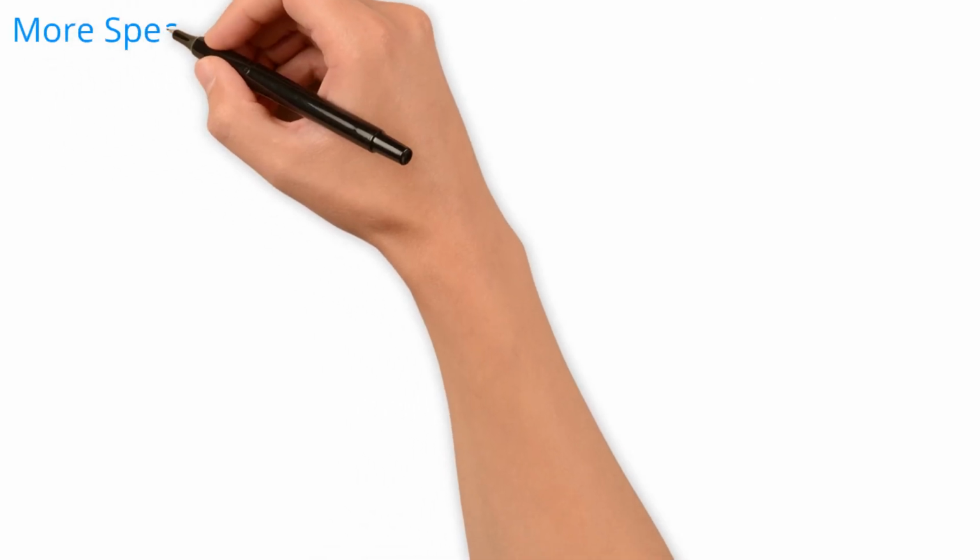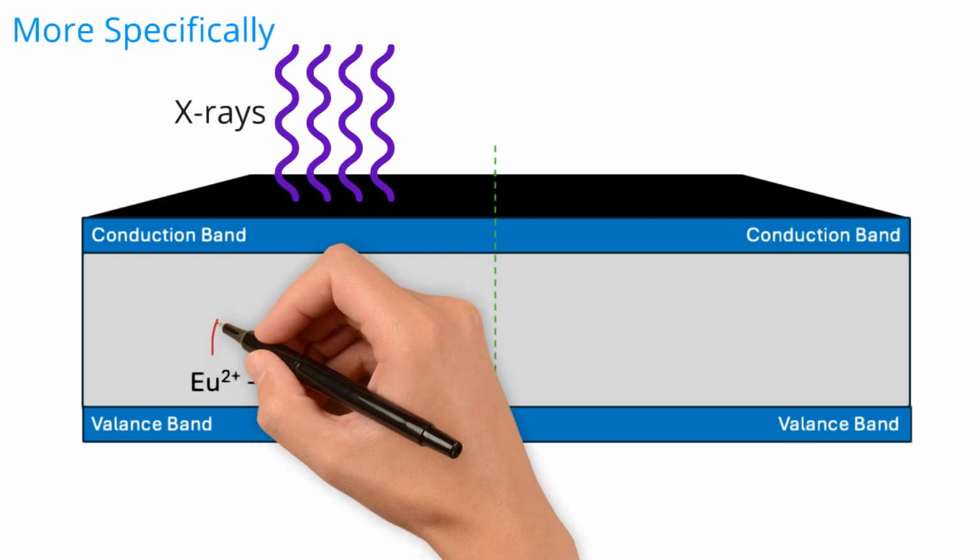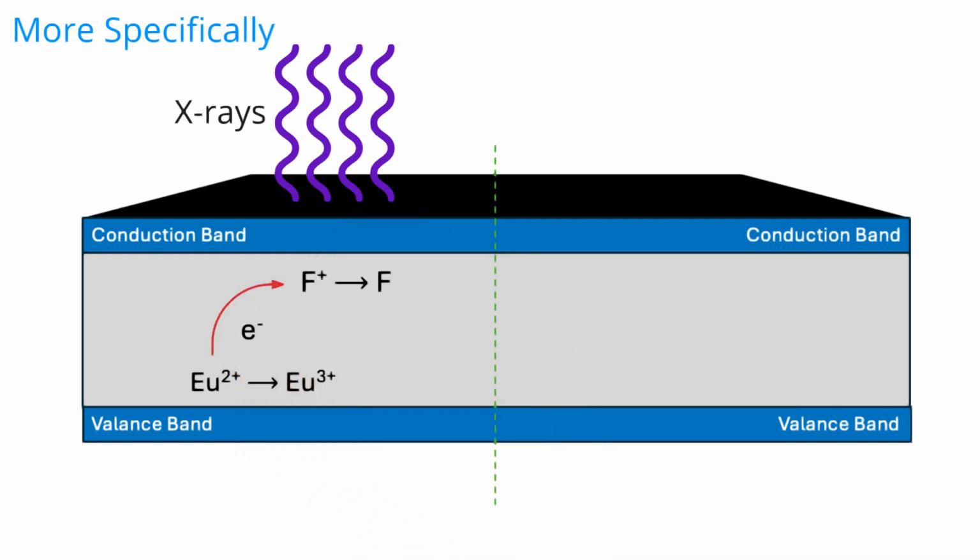We will now discuss this process in more detail. Electrons are transferred from europium-2+ in the valence band to fluoride+ in the conducting band. This leaves europium-3+ in the valence band and a stable fluorine atom in the conduction band. Europium-2+ has lost an electron, while fluoride+ has gained one.